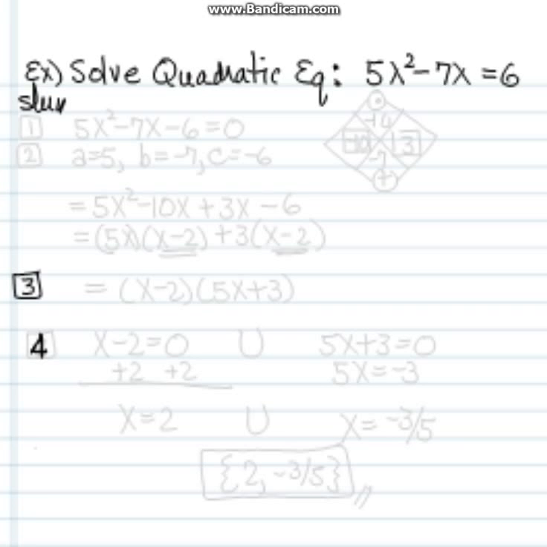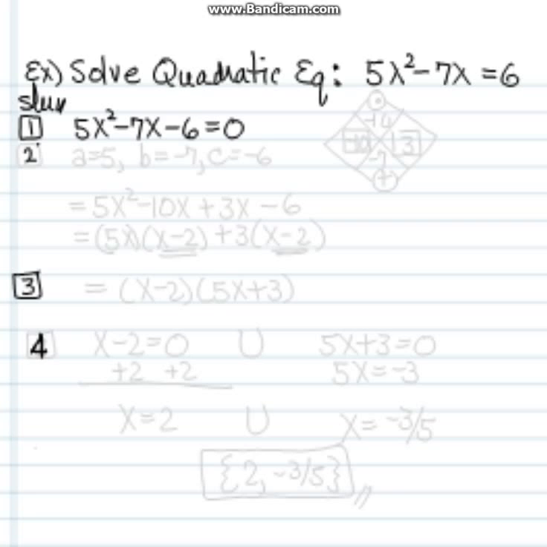Solve the quadratic equation 5x squared minus 7x equals 6. Okay, we have our 4 steps. Step 1, get everything on one side, the other side 0. So move the 6 over to the other side. We get 5x squared minus 7x minus 6 equals 0.